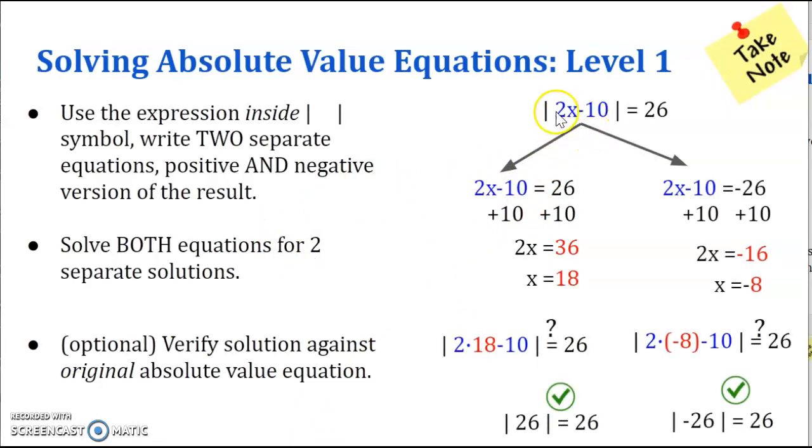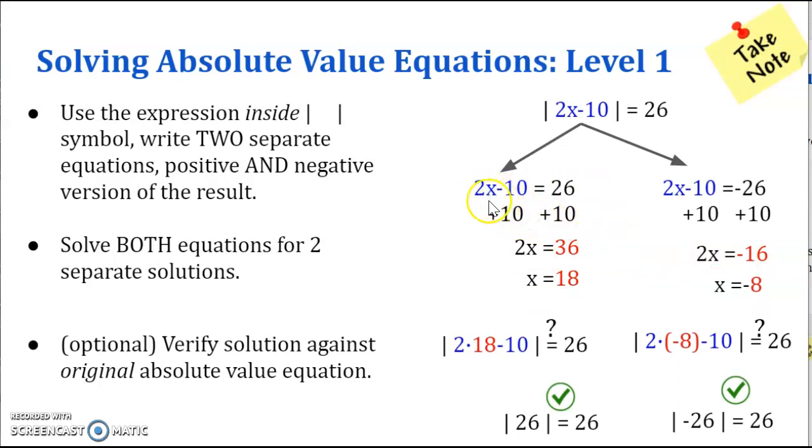Okay, so separate into two equations. The first equation could be that what's inside, 2x minus 10, could be the positive version of 26 or the negative version of 26. So here we have the positive version of 26, or here we have the negative version of 26. Okay, so then you separate the two equations and then you solve them separately. Think of them as independent answers.